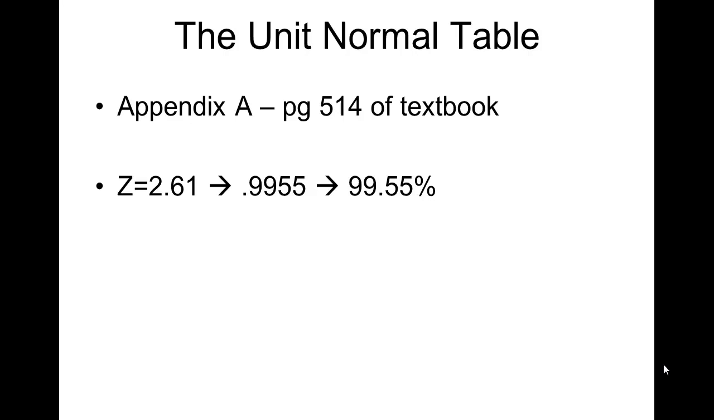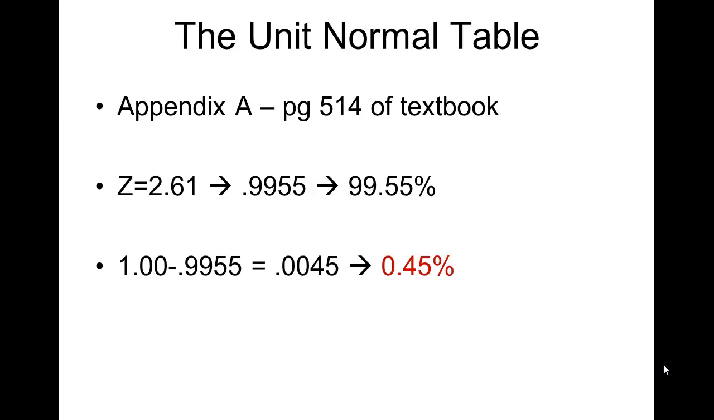But the question is, what percentage are taller than me? So what we need to do is actually subtract that from 1 or 100%, which would give us 0.45%. So the probability of a woman being taller than me is 0.45%.